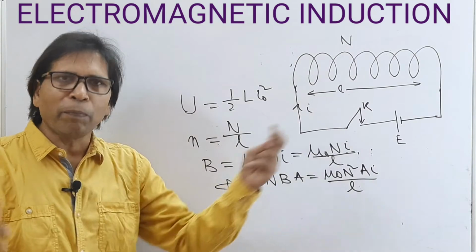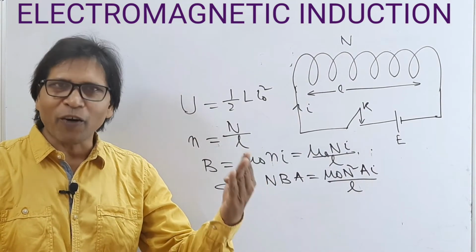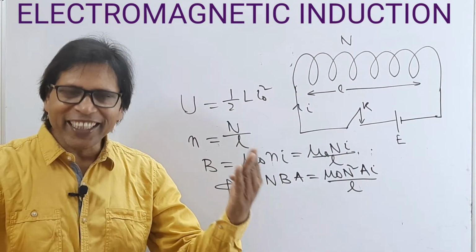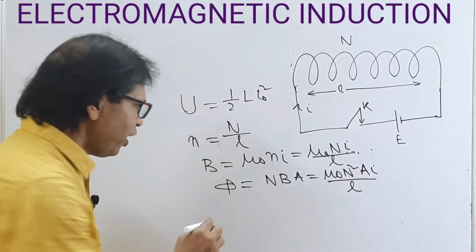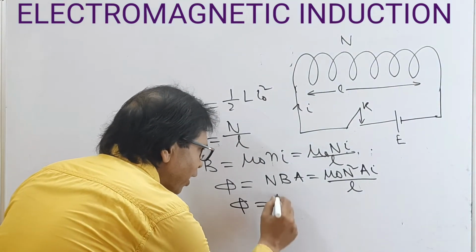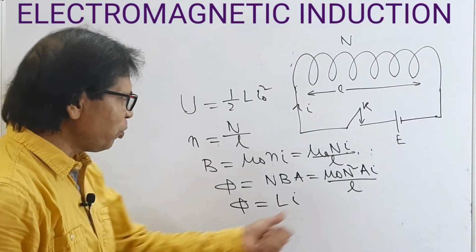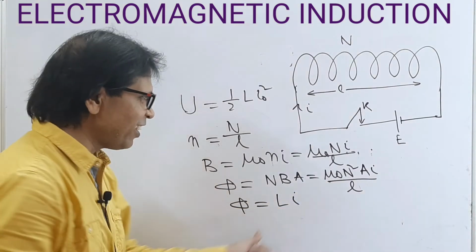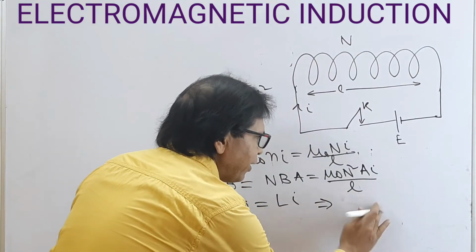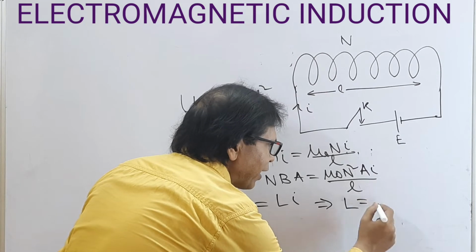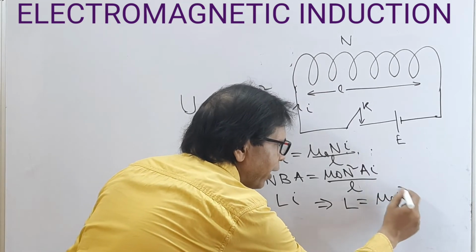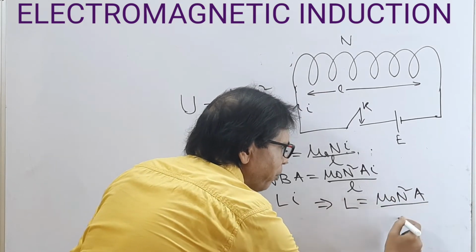Now we know the flux linked in the coil due to instantaneous current I is phi equal to LI. Therefore, this equals this. Therefore, self-inductance L equal to mu naught N square A divided by l.